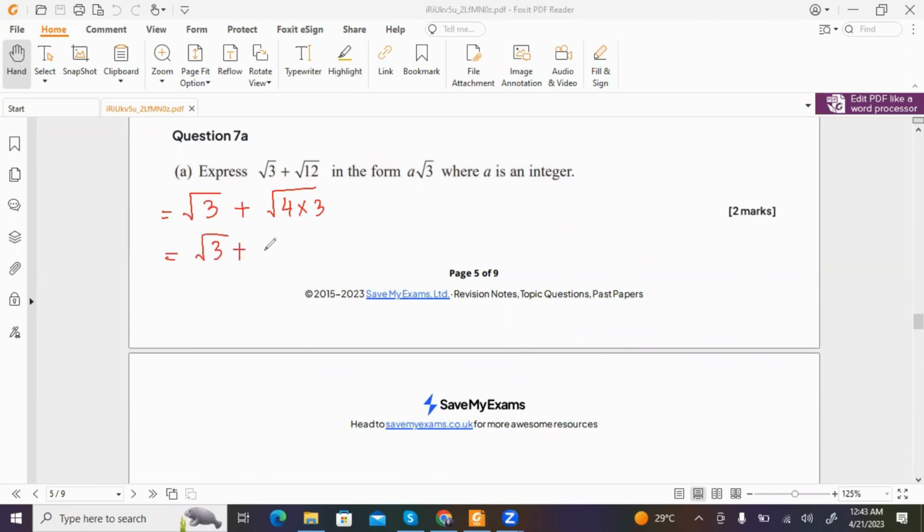We know 4 is a square number, so 2 comes outside. Now we can combine the roots, and that gives us 3 root 3. If you've noticed, when we're adding or subtracting roots, we need to make sure that the number inside the root sign is the same. However, when we're dividing or multiplying, it's not necessary to have the same number inside the root sign.